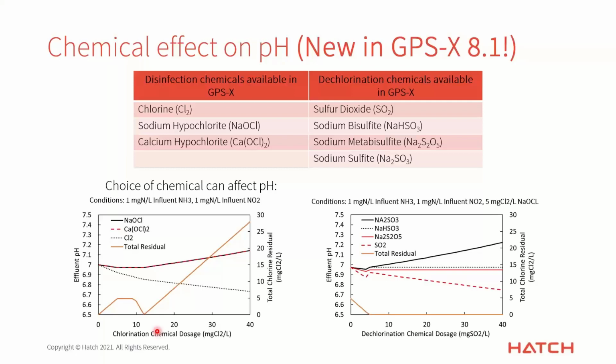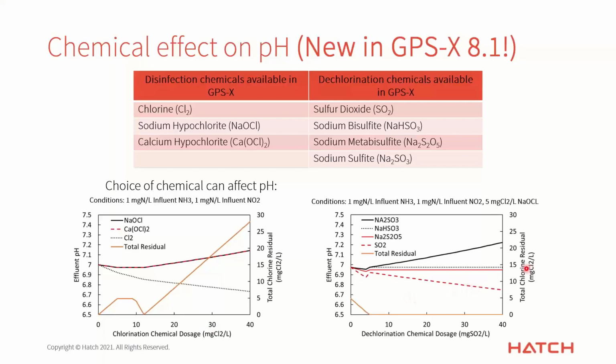So basically what you can see is that for the hypochlorites, there's actually a slight increase in pH overall when you are using them for disinfection, whereas with the chlorine gas, as we would expect, there's a decrease in the pH. So you do have to keep those kinds of things in consideration when you are selecting a chemical for chlorination.